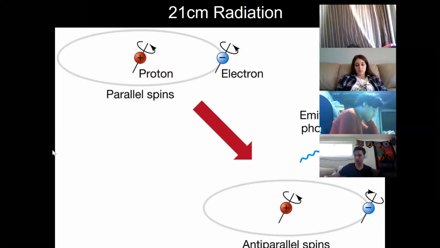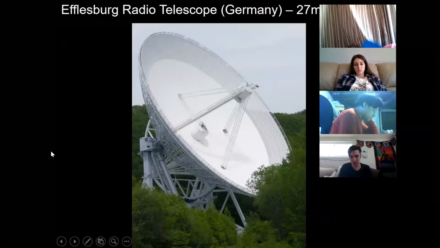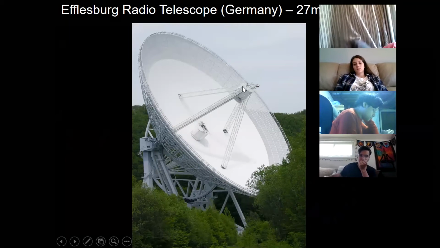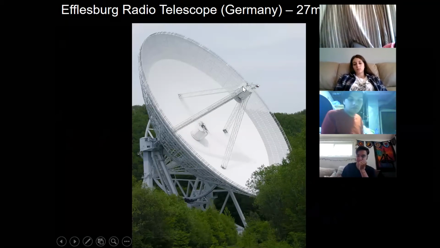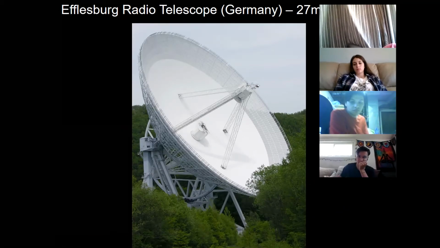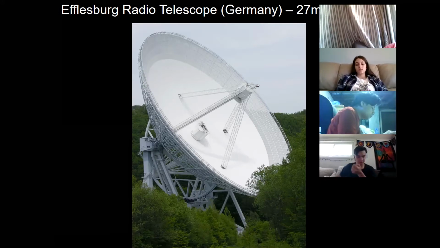So what astronomers do is they take these big badass radio telescopes. Let's look at a radio telescope, like the Effelsberg radio telescope in Germany, and they tune the receiver to only detect light at 21 centimeters. And by doing this, they can scan the disks of the galaxies and look for cold hydrogen gas to see where all this hydrogen gas is in a galaxy.